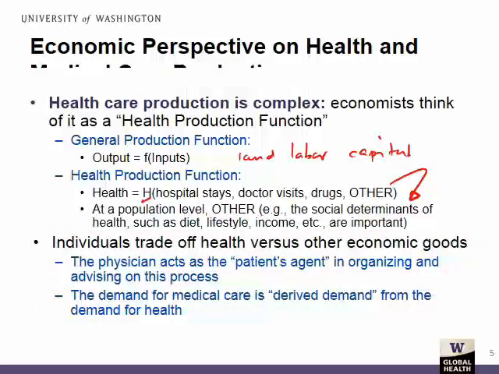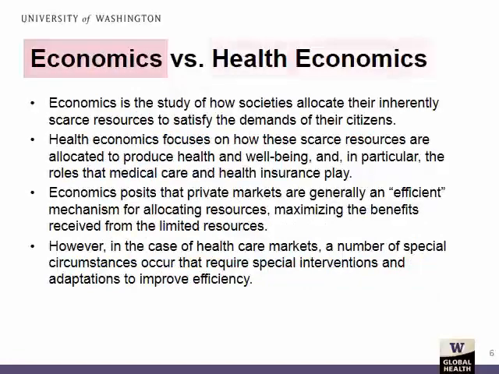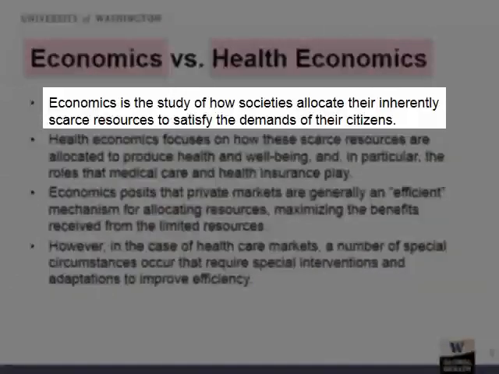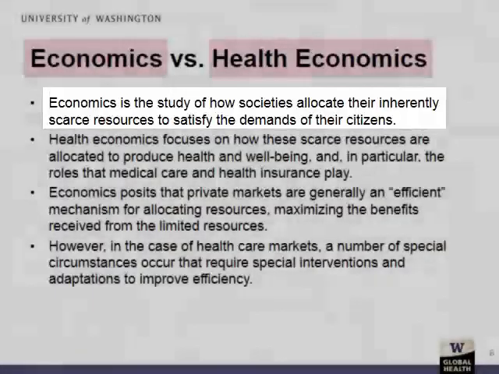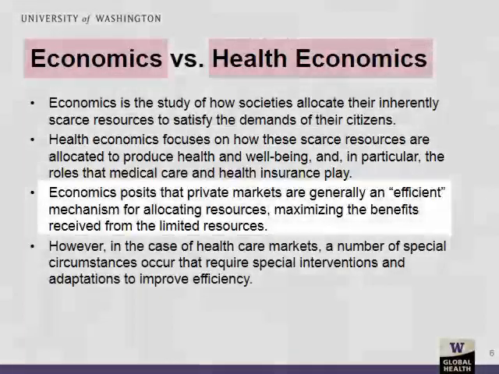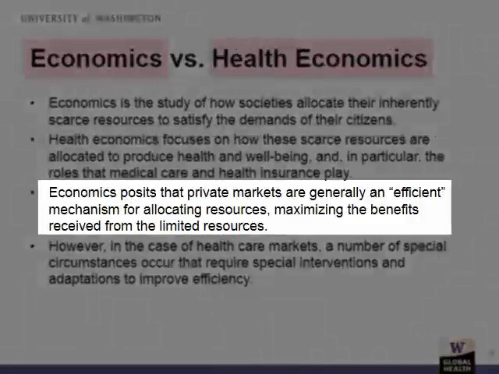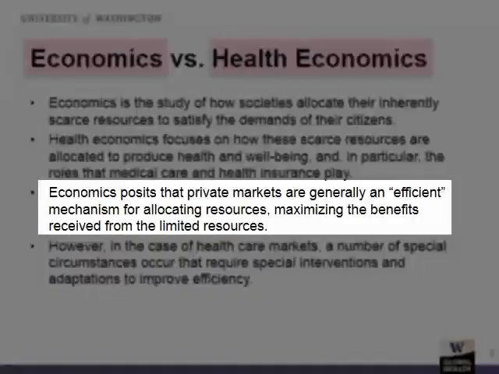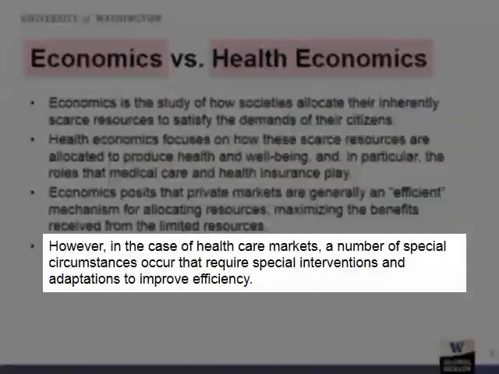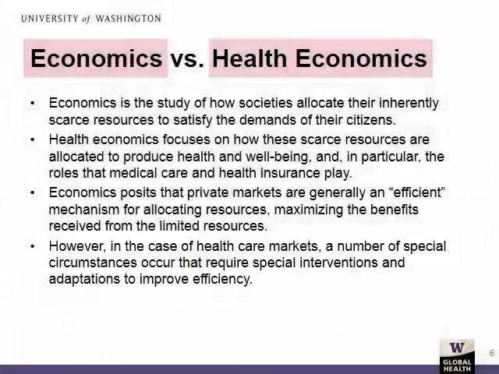And also a little bit about the difference between economics in general and health economics. Economics is the study of the allocation of scarce resources to satisfy needs of different citizens in the economy. Health economics focuses on resources for healthcare and the role of the provision of care and of medical insurance. In economics, private markets are considered to be efficient mechanisms of resource allocation. But in healthcare, there are some problems with that market that require special interventions and adaptations to improve the efficiency of how healthcare is provided.